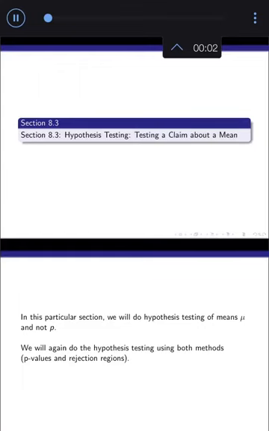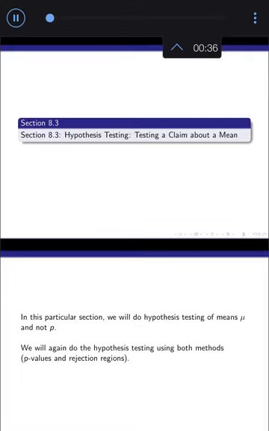In section 8.3, we're looking at hypothesis testing again, except this time, unlike the previous section, we will not be testing claims about a proportion or probability P. Now we will be testing a claim about a mean mu. So we want to test a claim about an entire population mean, mu, by using information from a sample.